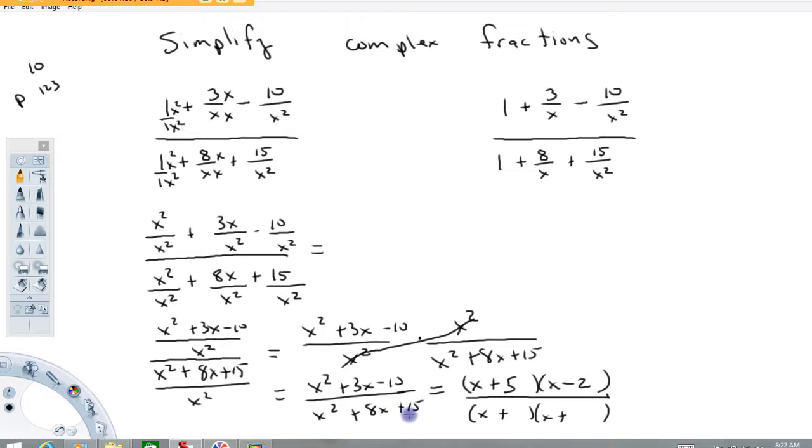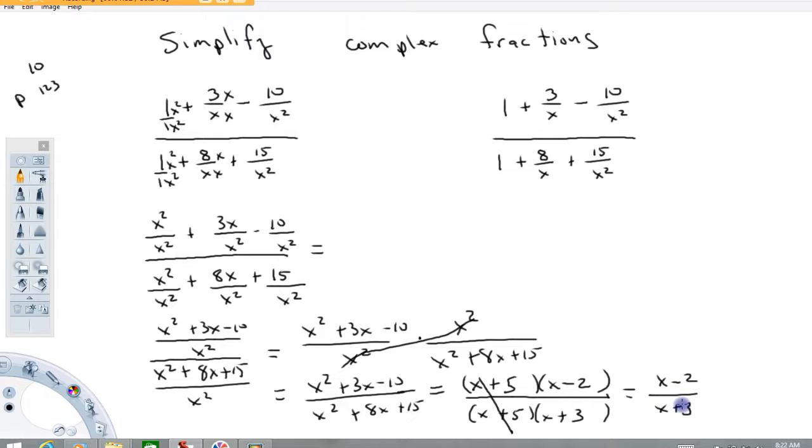Factors of 15 are 15 and 1, but also 5 and 3. Noticing we've got an 8x in the middle, so how about x plus 5, x plus 3? And you'll notice now we get x plus 5 in the top, x plus 5 in the bottom. So this thing is equal to x minus 2 over x plus 3.